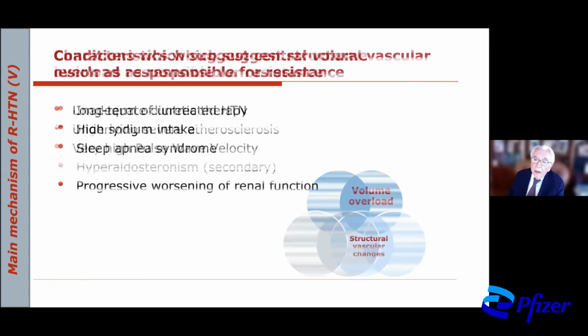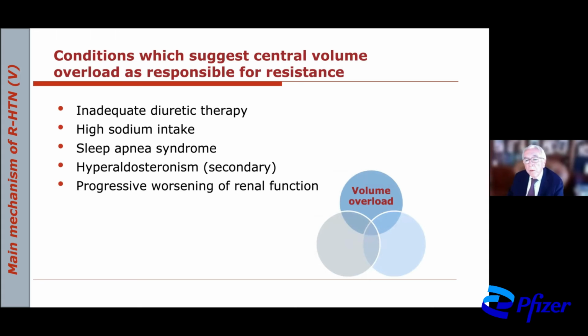You can suspect volume overload if the patient has inadequate diuretic therapy, if the patient has high sodium intake, or if the patient has sleep apnea syndrome, because sleep apnea syndrome is one of the conditions in which there is hyperaldosteronism and a central overload of volume. Of course, the presence of hyperaldosteronism, and also if we have a progressive worsening of renal function, then volume overload needs to be considered.